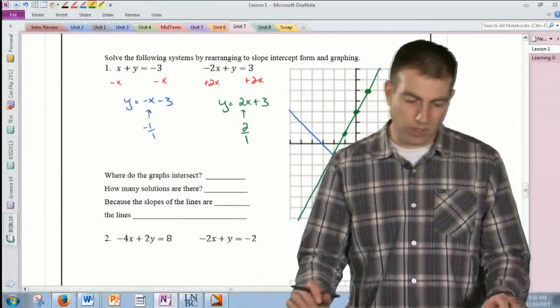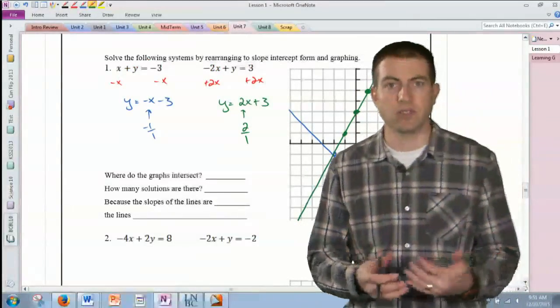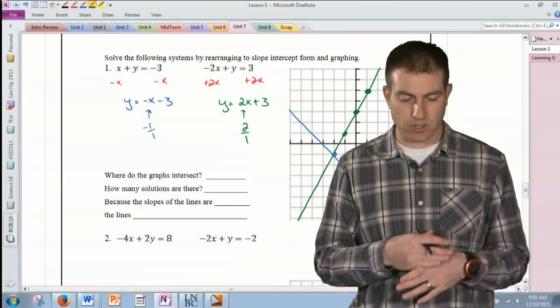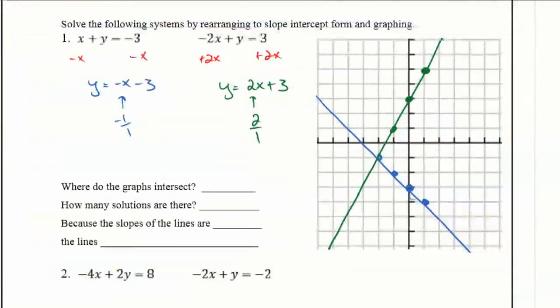Now I need to figure out where they intersect, because the whole purpose of this is to figure out where my two lines cross. So I'm going to identify my solution as somewhere in there. It's really, really close to that exact grid point. It's looking like negative 2, negative 1. And a few of you guys got that.